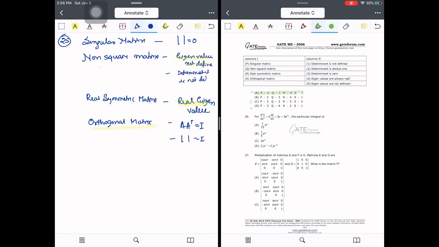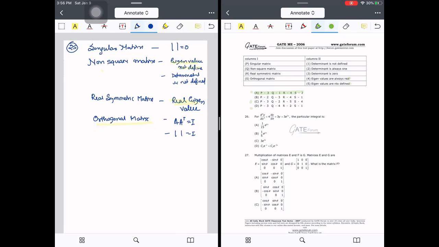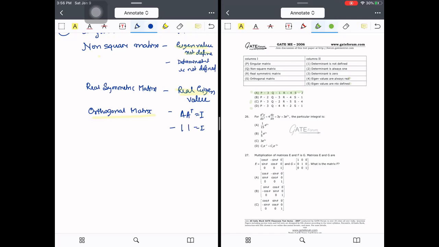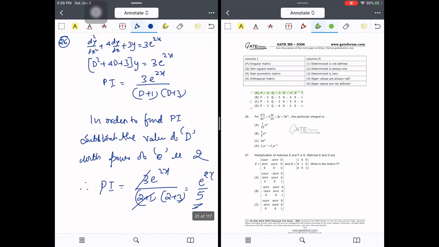If I evaluate, I can also write determinant is also not defined on non-square matrix. Okay, determinant is not defined, eigenvalue is also not defined.